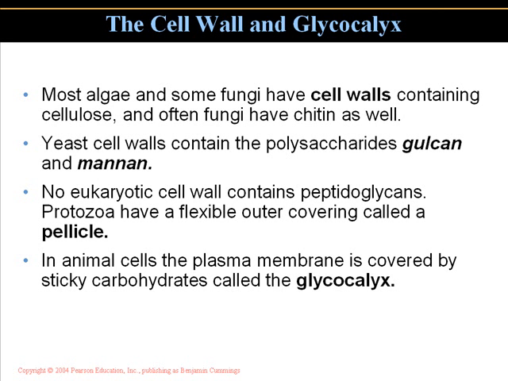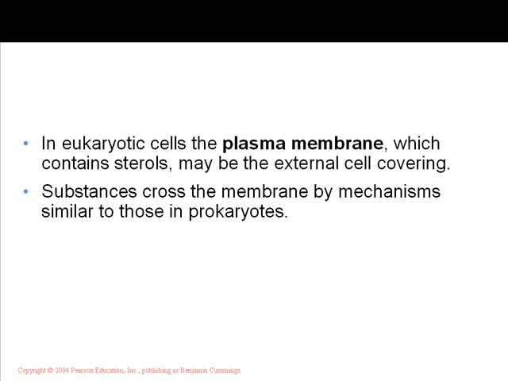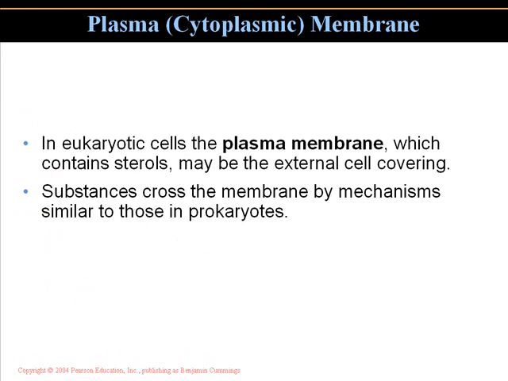Protozoa have flexible outer cell coverings called pellicles. In animal cells, the plasma membrane is covered by a sticky carbohydrate covering referred to as the glycocalyx. As you look at the cell walls of plants, algae, and fungi, the carbohydrates are cellulose, chitin, glucan, and mannan. The glycocalyx, which we've already described, is the carbohydrate covering extending from the animal plasma membrane, bonded to proteins and lipids in the membrane. In eukaryotic cells, the plasma membrane, which contains sterols, may be the external cell covering.